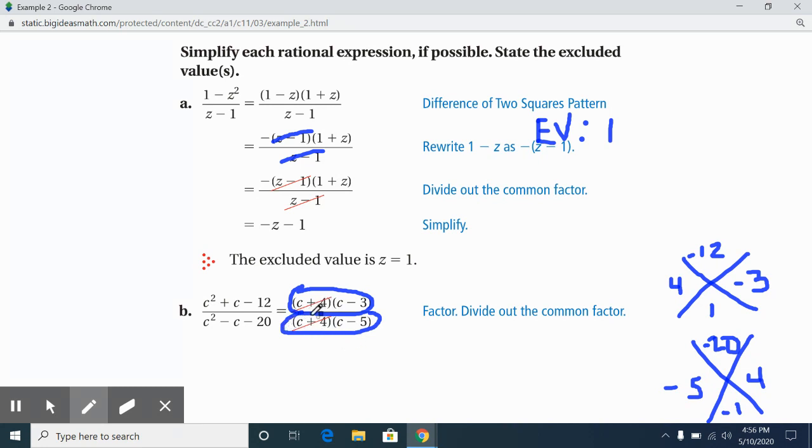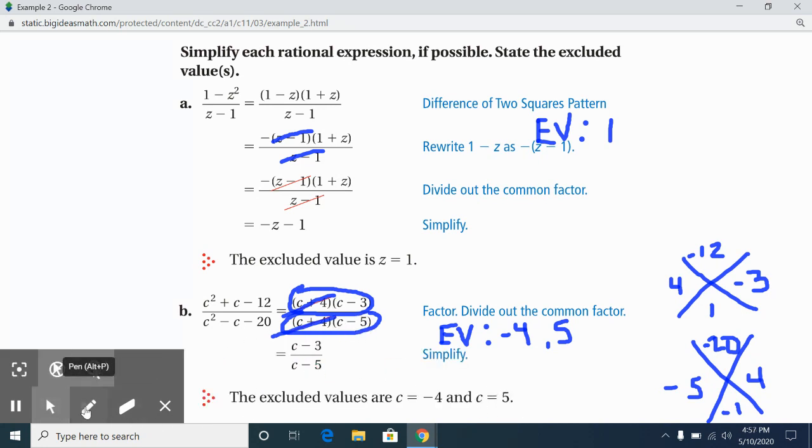All right, so what's going to make c plus 4 equal 0? Negative 4 would. What's going to make c minus 5 equal 0? Positive 5 would. All right, so these are my excluded values. Now we're going to simplify. All right, so we have a c plus 4 in the numerator and in the denominator. So what they're doing is canceling those out. Okay, and we're going to be left with c minus 3 on the top and c minus 5 on the bottom.